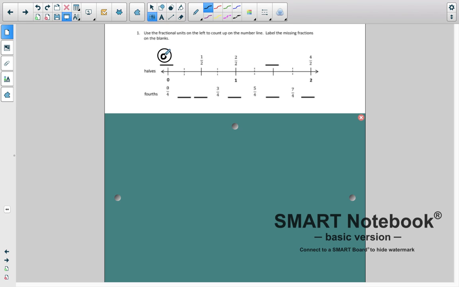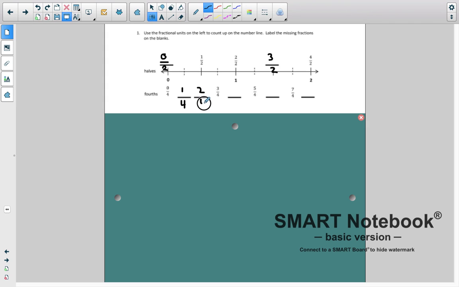So we have 0/2, 1/2, 2/2, 3/2, and 4/2. Now I know this can get a little tricky, but remember the halves are in the solid tick marks and the fourths are in the dotted tick marks, so that should help you distinguish which ones are going to be in halves and fourths. So now let's fill in the fourths. So we have 0/4, 1/4. What comes after that?